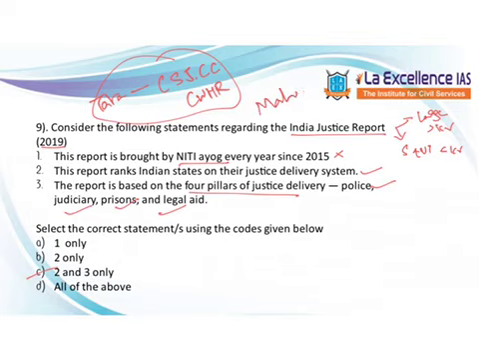So who is the topper? That is Maharashtra. And when we go to the particular categories, in policing, Tamil Nadu has got the topmost score. In prisons, Kerala has ranked on the top. In judiciary, again Tamil Nadu has fared well. Then in legal aid, Kerala has fared well. So Tamil Nadu and Kerala have performed well in the individual categories.